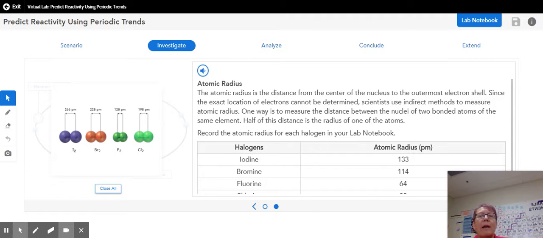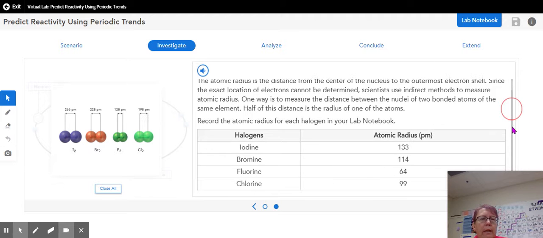Okay, it was really hard to do this. So one way they did it was to look at bonded atoms. We're not going to really worry about that right now. Basically, what we want to know is that when we're talking about atomic radius, we're really talking about size. Notice it gives us some values for atomic radius here. And we want to record those.